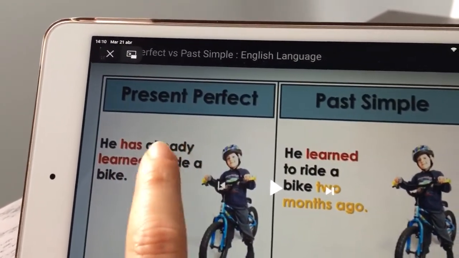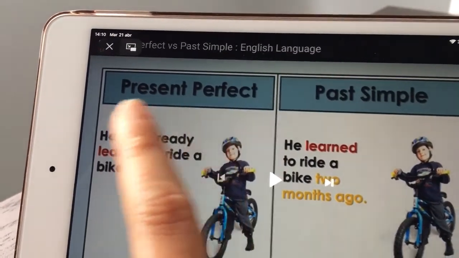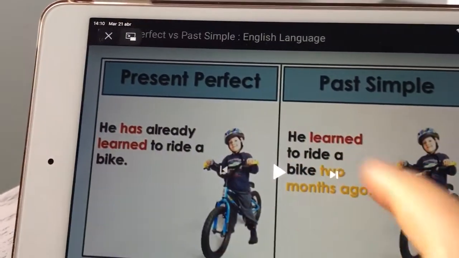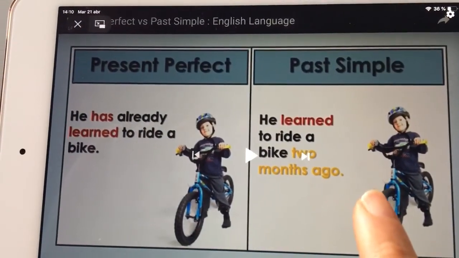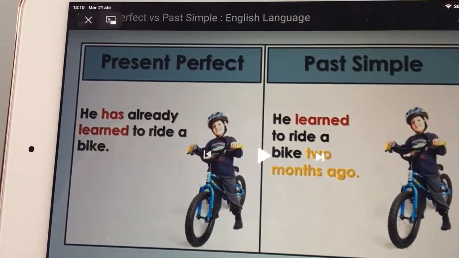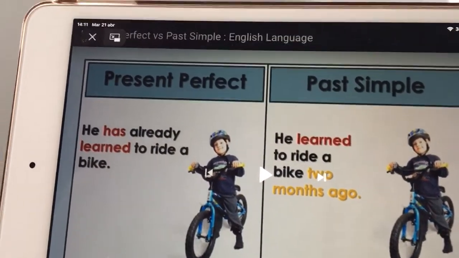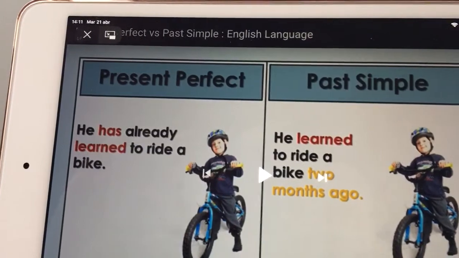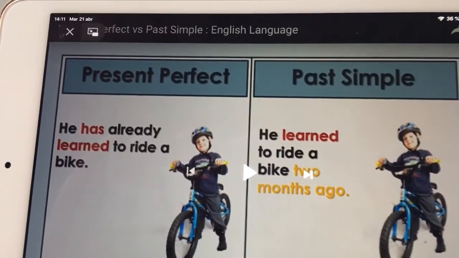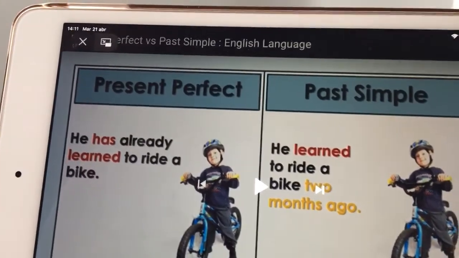Already, remember, this is a clue word to know that we are talking about the present perfect and the past participle. Whereas here, we say, he learned to ride a bike 2 months ago. He already knows, but he learned. It's over, okay? It's something he did 2 months ago, okay? And now it's over. Yes?